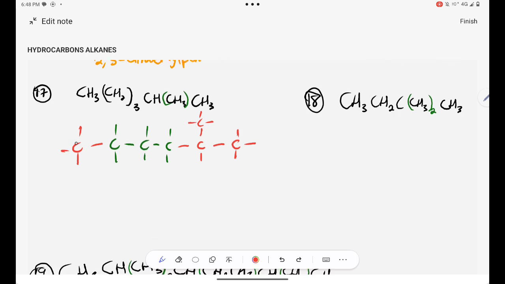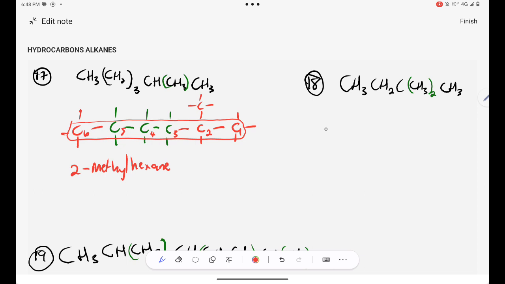So this will be your parent chain. Are you together? And then you will obviously number your carbons closer to the side chain. This will be carbon number 1, 2, 3, 4, 5, and 6. I know that at carbon number 2 I have my methyl, and since my parent chain has 6 carbons, this will be hexane.